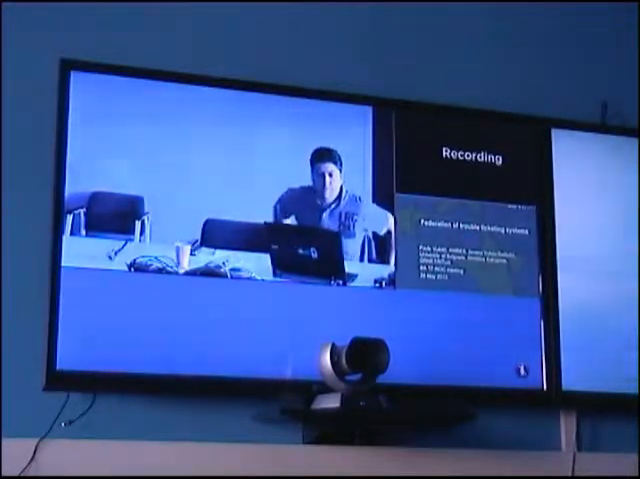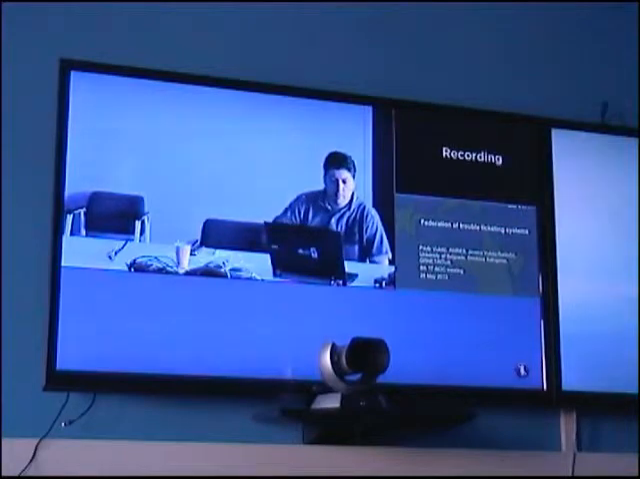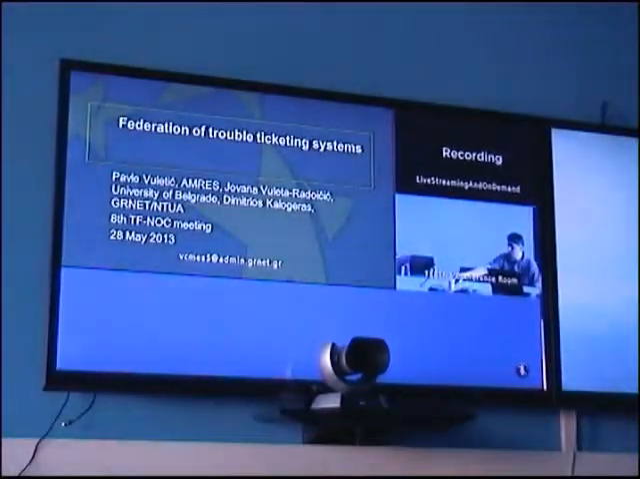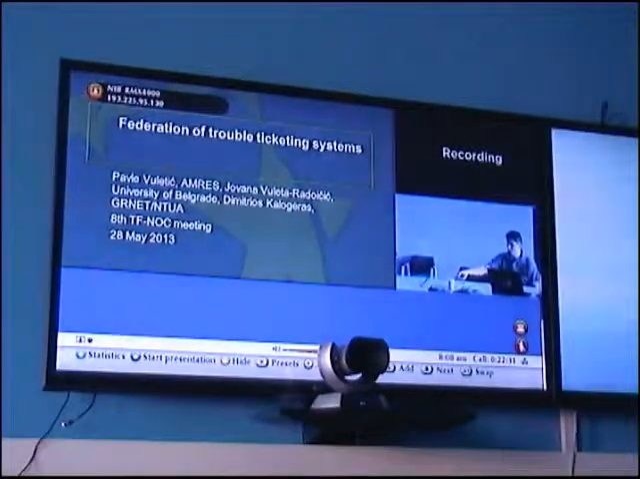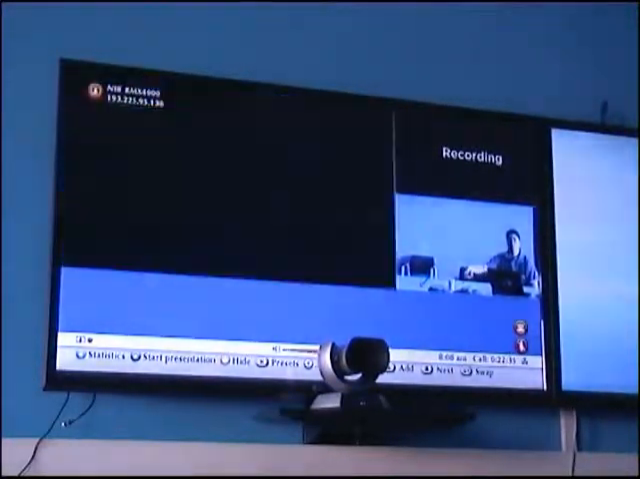About the Federation of Travel Ticketing Systems. This is something that we did in the last year of the GEAN 3 project, the task where I was working. And the idea is to see the ways to integrate travel ticketing systems in different domains in order to support multi-domain service operations.